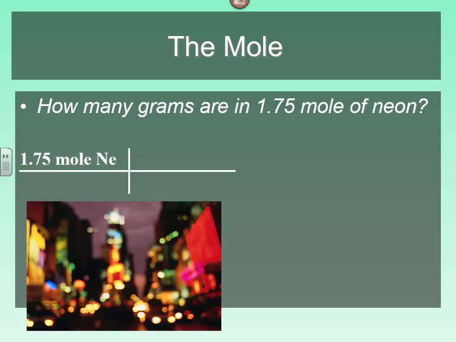Start with what you're given. We need to cancel the moles, so where did they go? On the bottom. How many grams are in 1 mole of neon? Where are you going to find that out? Find neon on the periodic table. 20.18 grams of neon in a mole. Check your sig figs. We should keep 3. After you round off, calculator will show you 35.3 grams of neon.